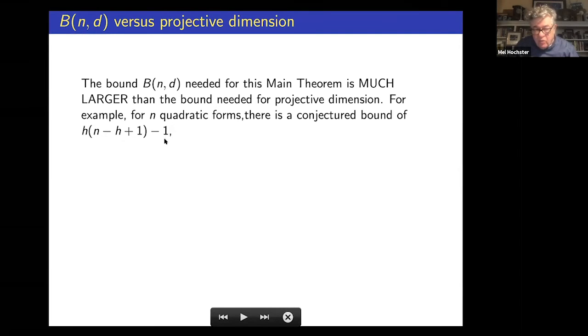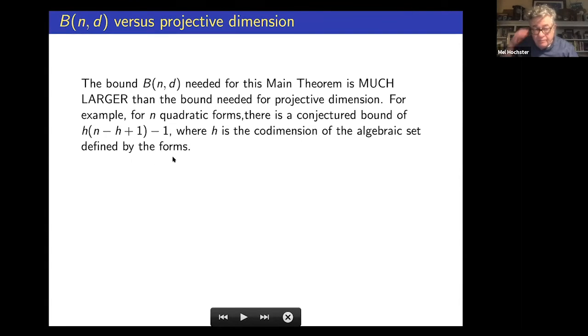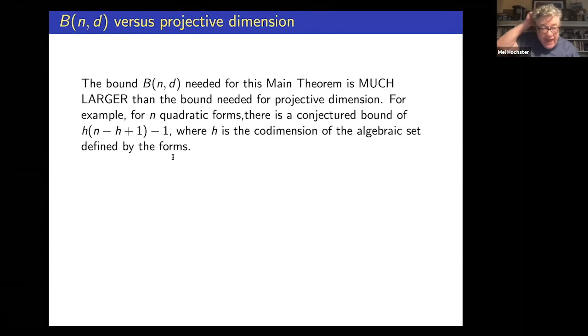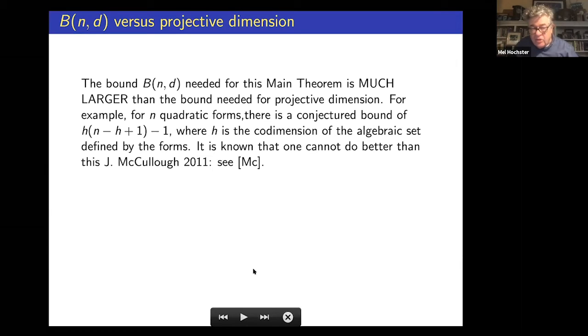minus 1. The minus 1 is for the forms themselves, instead of R mod I. And here h is the codimension of the algebraic set defined by the forms. h is at most n. So if you want to see what the biggest value this can have, you want to take h to be about a half of n, or a half of n plus 1. So this bound is quadratic in n. It's asymptotic to 1/2 n squared. And you can't do any better than this by examples of McCulloch.